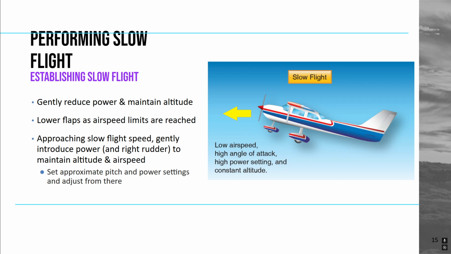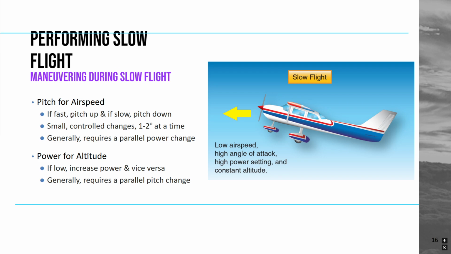And this is where we start to do our pitch for airspeed and power for altitude. So if we start to get fast, pitch up and you'll start to slow down. We're making small control changes, so changing my pitch 1 to 2 degrees at a time. And generally, we'll sometimes need parallel power changes. So if I am potentially fast and I'm high, I'll need to pull that power out and then get that nose back down, but not so fast as to increase my airspeed too much.